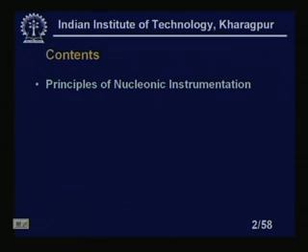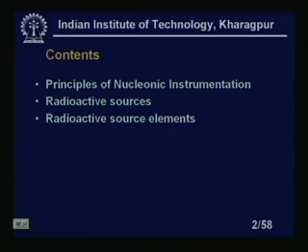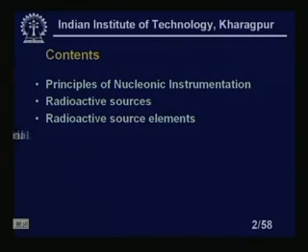Let us look at the contents of this particular lesson. Contents: principles of nucleonic instrumentation, radioactive sources, radioactive source elements. What are the different elements which will make the radioactive sources? Basically, radioactive sources means alpha, beta, gamma rays, but what are the elements actually used in nucleonic instrumentation, that we must study.